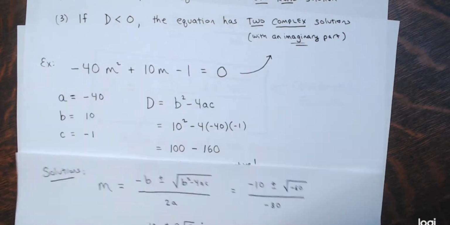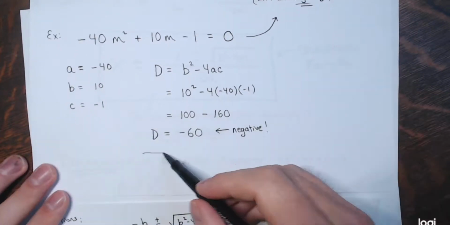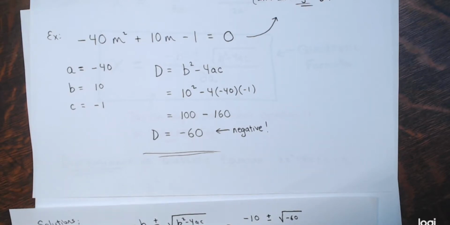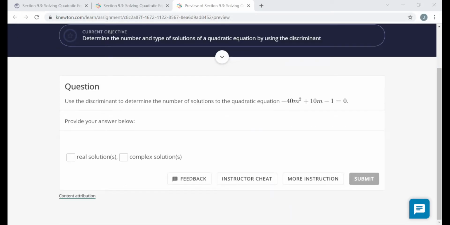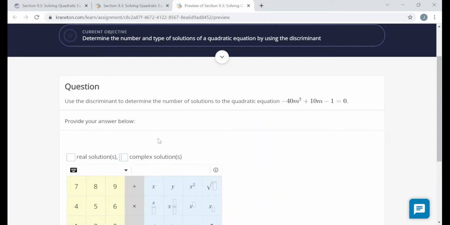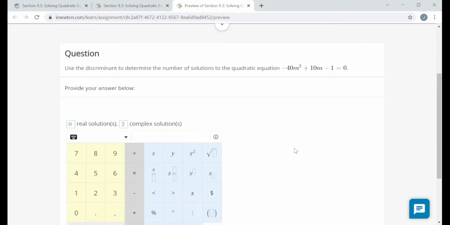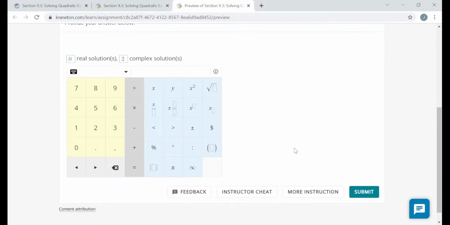But we weren't asked to do that though. All we were asked to do is find the discriminant, the b squared minus 4ac, and then state what kinds of solutions there were. And like I said, there are two complex solutions, 0 real solutions. I'm going to put 0 in the real solutions box because these solutions have imaginary numbers in them, so they're definitely not just real. All right, now submit.